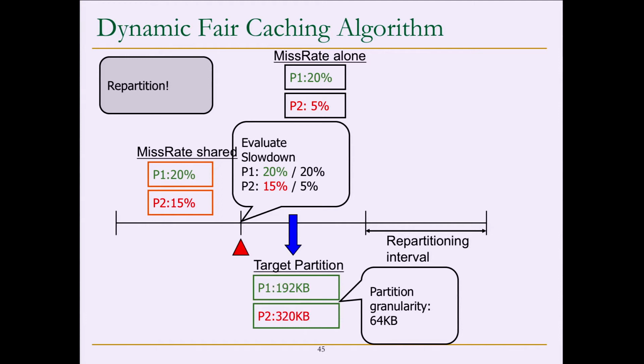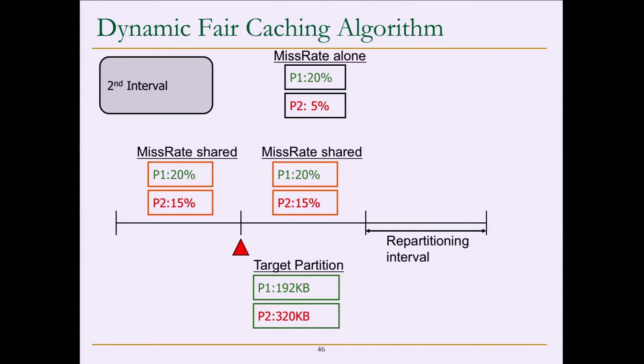So you change the partition. You allocate more cache space for processor 2 and less cache space to processor 1. And you run for a while. You figure out the miss rate shared. So hopefully it has reduced over here. It's 10% now, but this is still at 20%.